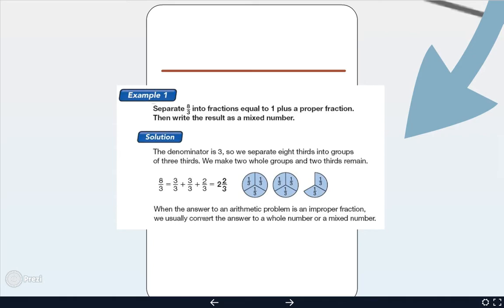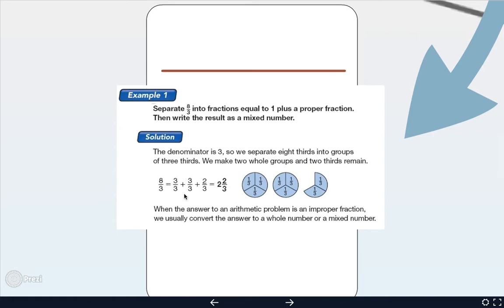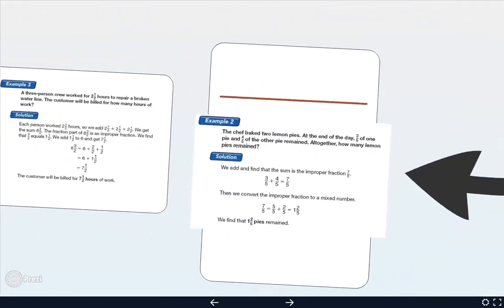Okay. When the answer to an arithmetic problem is an improper fraction, we usually convert the answer to a whole number or a mixed number. So if we had all these together, what we would do is convert the improper fraction, which is 8/3, into a whole number or a mixed number.